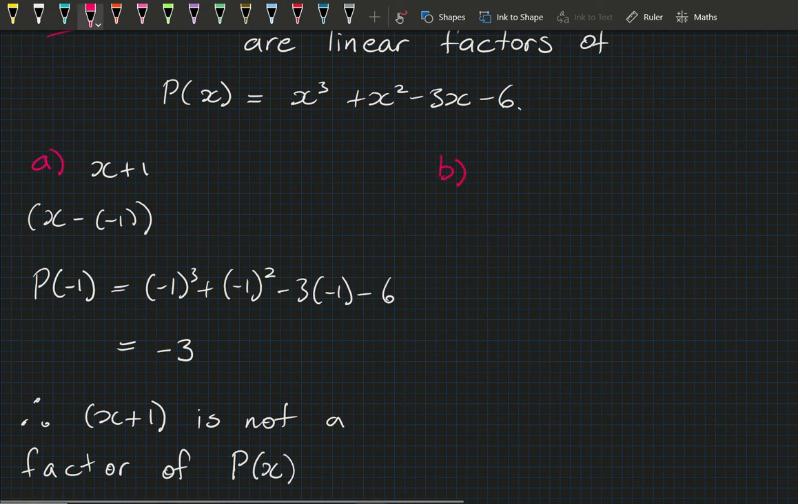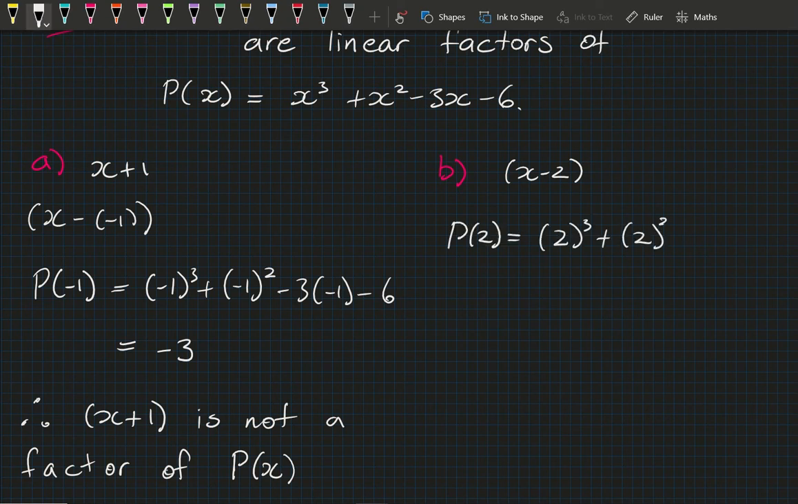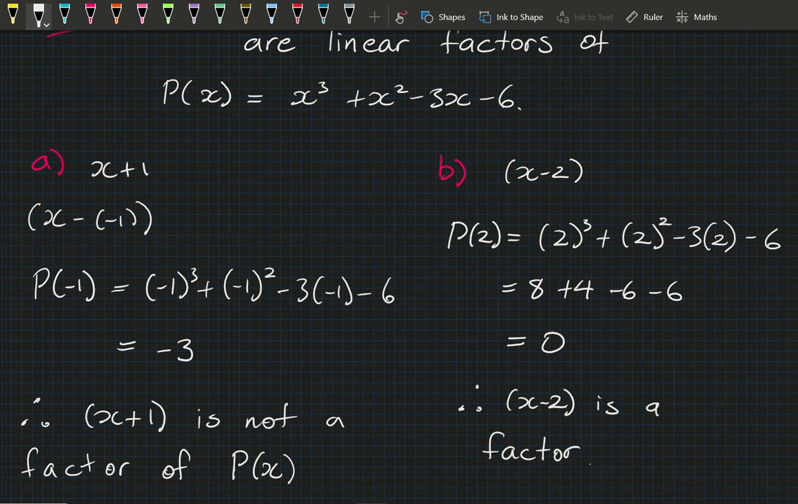Alright, part B, we're going to try x minus 2. So this is straightforward, we've got the minus sign in there. So let's sub positive 2 into our polynomial. So we've got 8 plus 4 minus 6 minus 6, and that's just 12 minus 12, which is 0. So therefore x minus 2 is a factor.